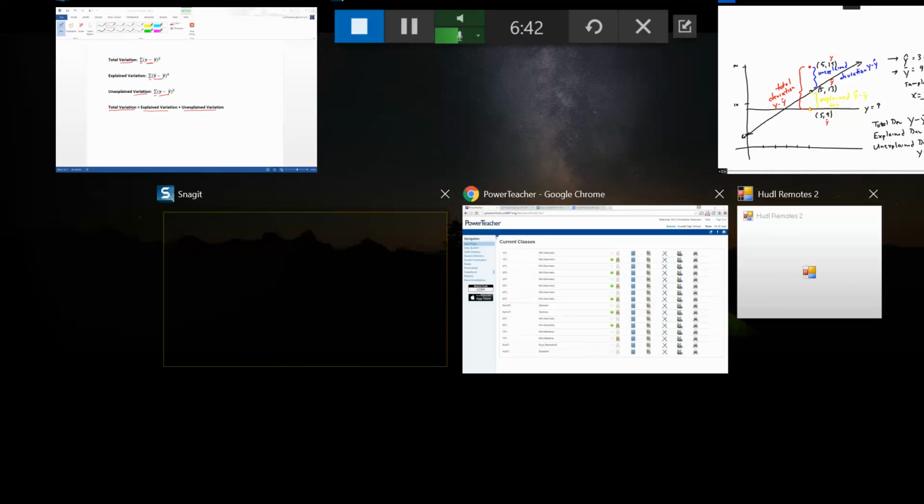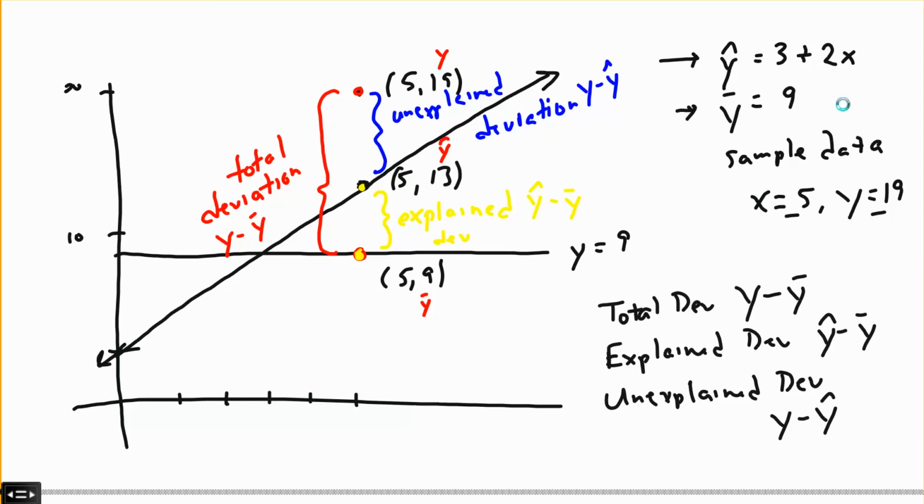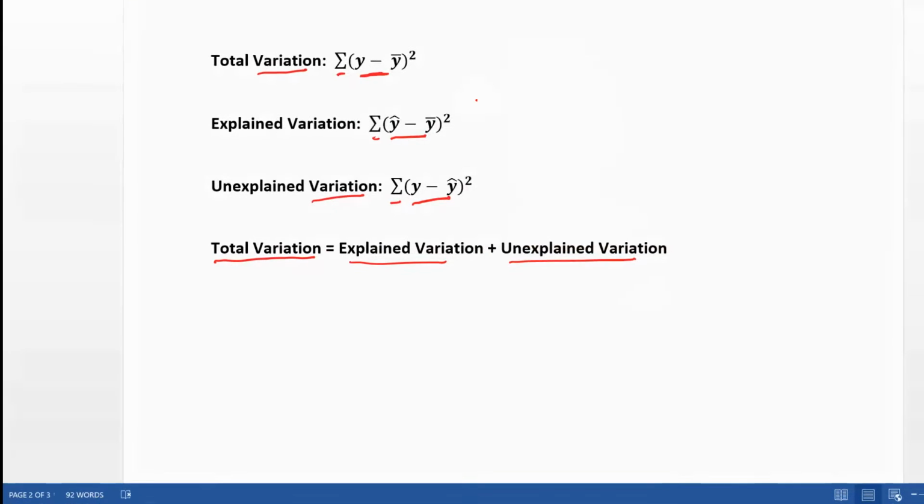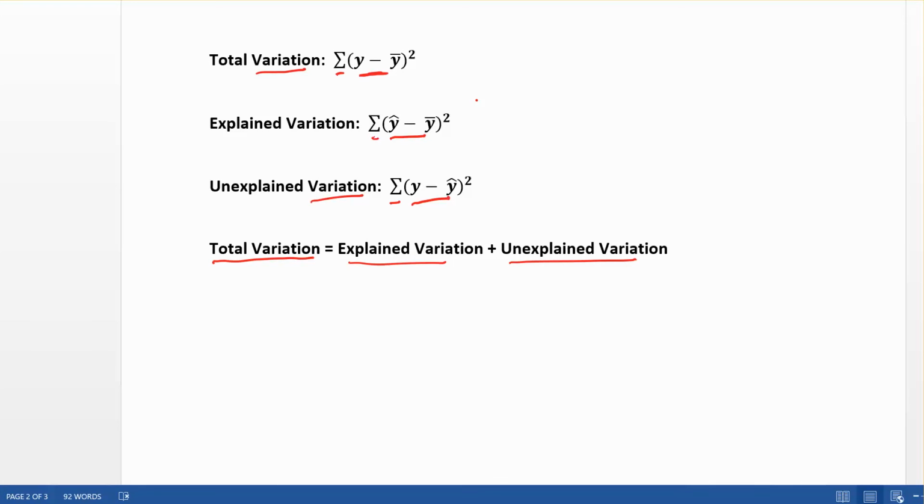And we could kind of see that over here in our picture, that the total deviation is the sum of these two. We put them together. Well, same thing in variation. The total variation is also the sum of those two. And we're going to be looking at the explained and the total and using that to find our r squared value.